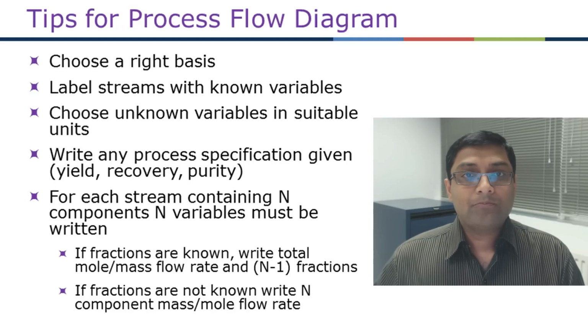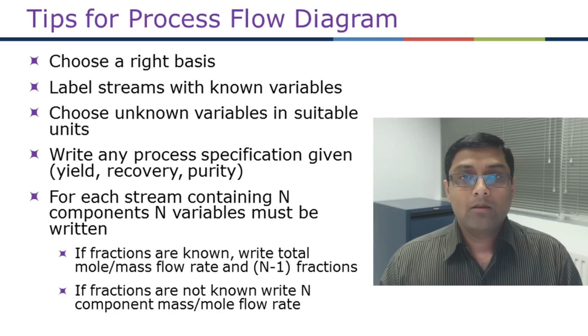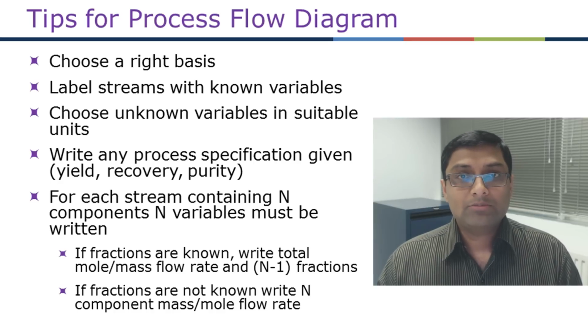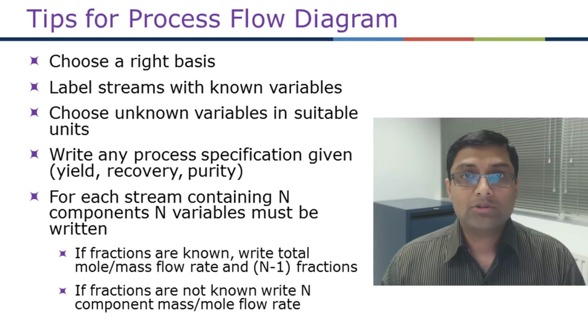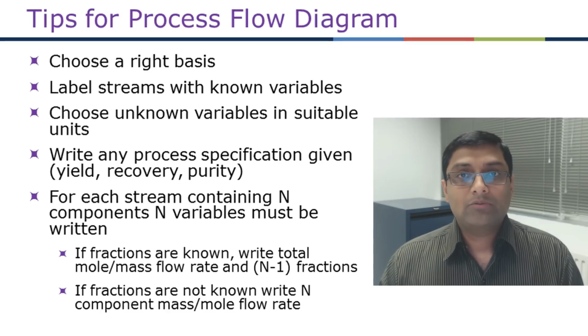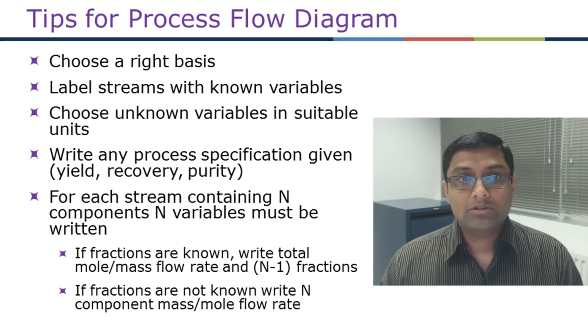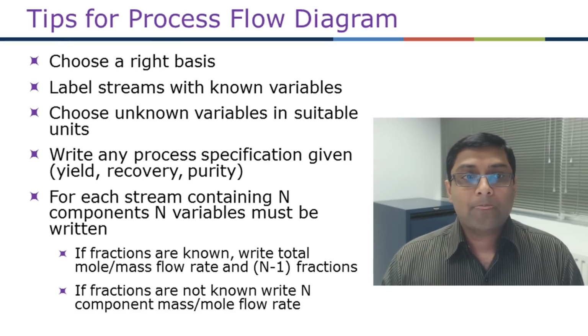So let's look at the key take-home message from week 2, which was process flow diagram. I've said this a few times in the lectures that process flow diagram is probably the single most important thing if you want to solve a material balance problem. More often than not, if you get the process flow diagram correct, you will also get the solution correct. So how do we get the process flow diagram correct in the first place?